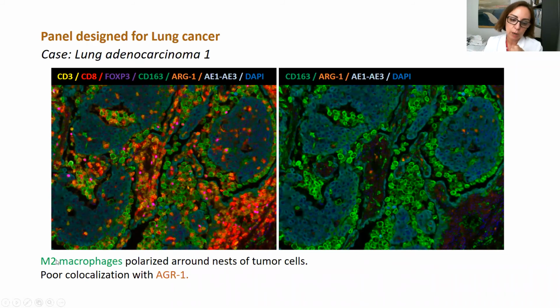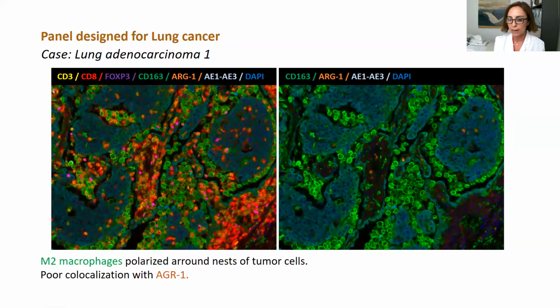But in this panel for non-small cell lung cancer, we decided to add M2 macrophages, and this is the antibody for M2 macrophages, CD168. And look at this funny case. It seems that M2 macrophages polarize around nests of tumor cells in a way that they want to protect the tumor cells from the attack of immune cells. So it's a funny picture. I think it's not happening in any tumor.